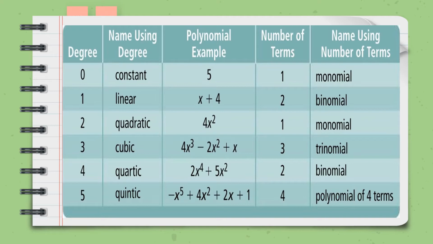Another example, negative x to the 5th plus 4x squared plus 2x plus 1. What is the degree? 5. The highest exponent is 5. We call that quintic. Then how many terms? 4. So we call that a polynomial of 4 terms.